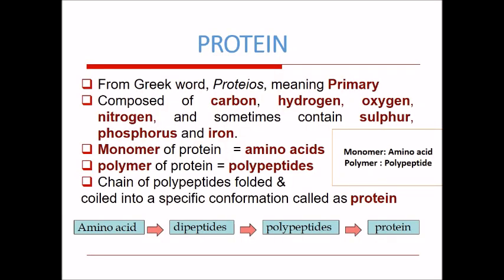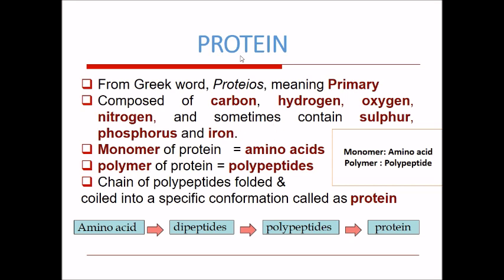Next biological molecule is protein. Protein comes from a Greek word that means primary. So protein is composed of carbon, hydrogen, oxygen, nitrogen, and sometimes contains sulfur, phosphorus, and iron.